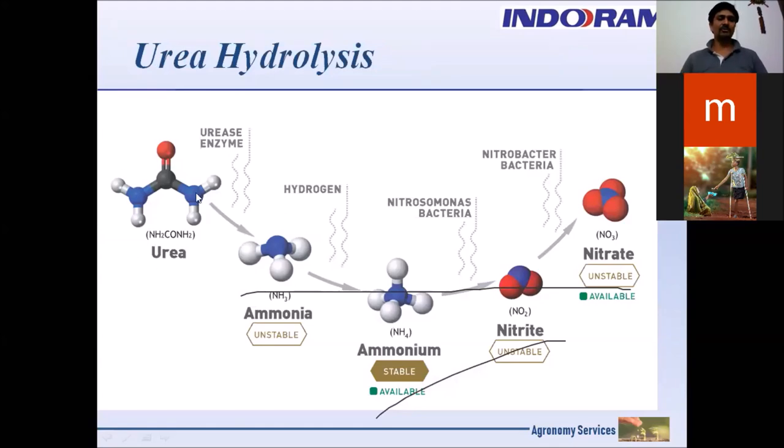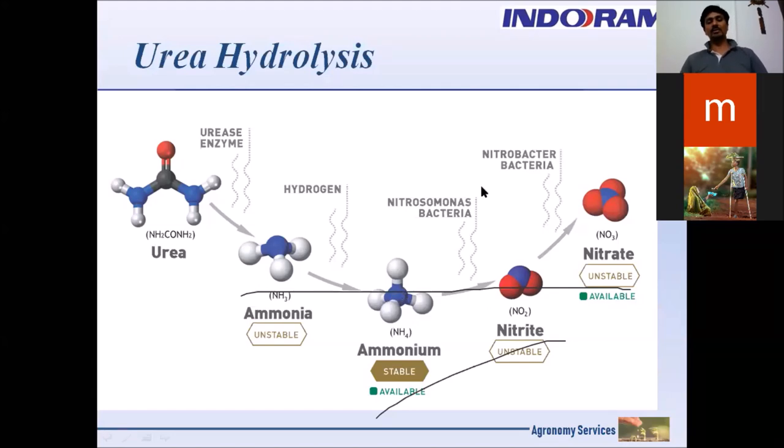The urea formula is CO with two NH2 groups attached, and this is the formula for urea, and urea is an amide fertilizer. The moment you apply granular urea in soil, in the presence of the urease enzyme, it will convert into ammonia, NH3. NH3 is unstable, so immediately with hydrogen, it will convert into ammonium. And ammonium is a stable nutrient, and it is available for a crop. In some crops like rice, the water-loving crops, they can absorb this ammonium.